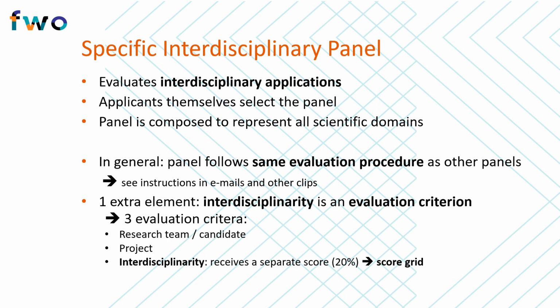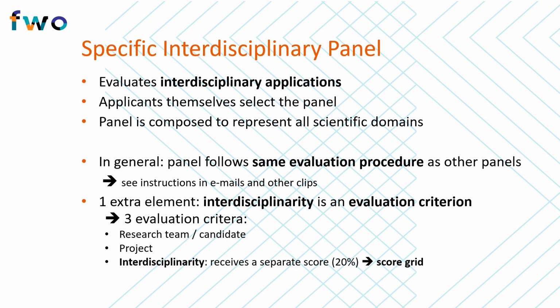All of the instructions you receive from the FWO in our emails, other brief video clips, and the webinar are therefore relevant to you. However, in the specific interdisciplinary panel, one additional element is used in the evaluation: interdisciplinarity. Applications submitted to this panel are therefore assessed on the basis of three main criteria or parameters: the research team or candidate, the project, and the quality of the interdisciplinarity of the application.